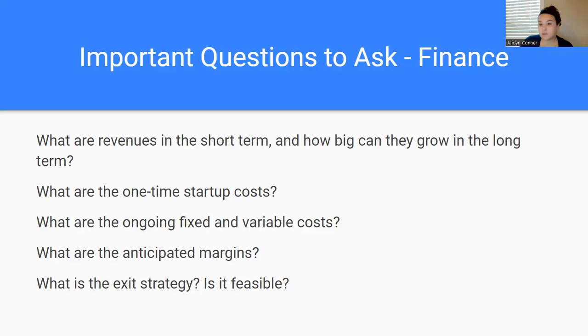And so with all this information in mind, you also need to keep an exit strategy in your back pocket. Is it feasible? Is it realistic? Just in case anything were to happen. So taking all of these things into consideration creates the process of due diligence, which is absolutely crucial before starting a business venture.